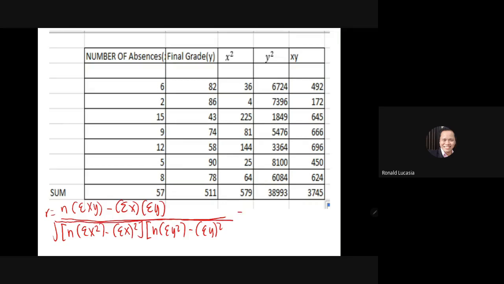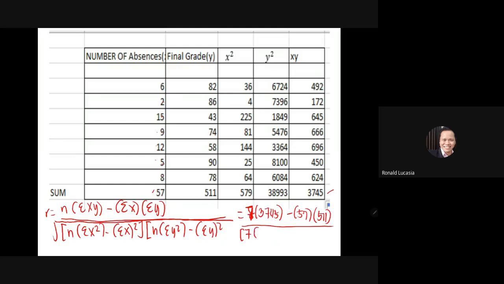Okay, so our n there is 1, 2, 3, 4, 5, 6, 7, 8. And then summation of xy here, 3,745, multiplied by the summation of x here, 57. The summation of y is 511, all over our n there is 8. So 1, 2, 3, 4, 5, 6. Sorry, 7. 1, 2, 3, 4, 5, 6, 7. It should be 7. Then we have there 7.